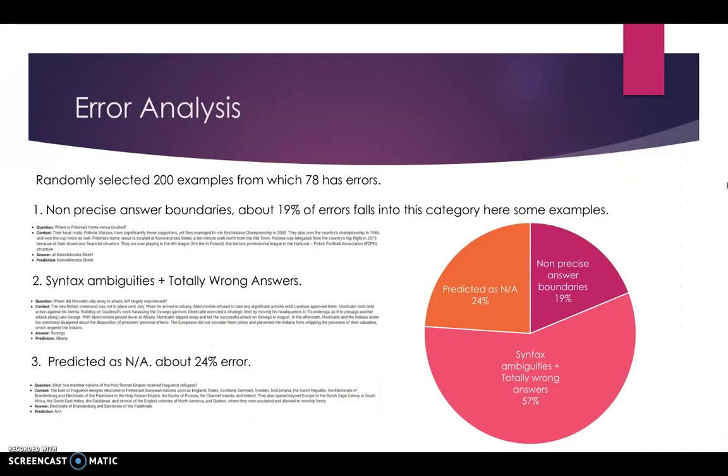I analyzed 200 randomly selected examples, of which 78 had errors. I categorized the errors. One of the categories was non-precise answer boundaries. About 90% of errors fall into this category. Syntax ambiguities plus totally wrong answers were around 57%, and predicted NAs were about 24% of errors.